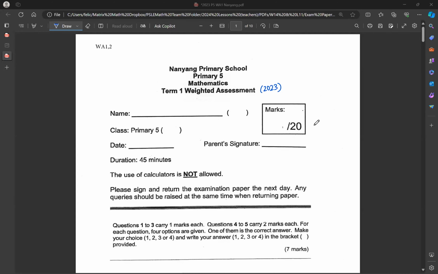Okay, I'll be going through this P5 weighted assessment paper. It's a 2023 Nanyang primary paper. Okay, so I'll be going through every question. Now, do take note that this whole paper, you're not allowed to use the calculator. So this is to practice and prepare you for your paper 1 exams.